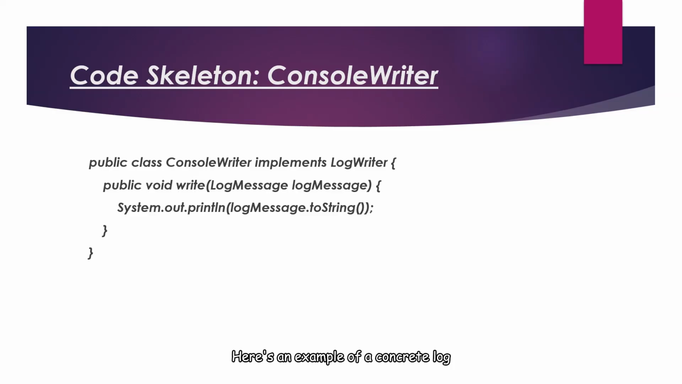Here's an example of a concrete log writer, console writer. It implements the write method and simply prints the formatted log message to the system console. Simple, clean, and easy to test. A file writer would look very similar, except instead of printing to console, it would append the log entry to a designated file. By adhering to the log writer interface, different writers remain pluggable and interchangeable.